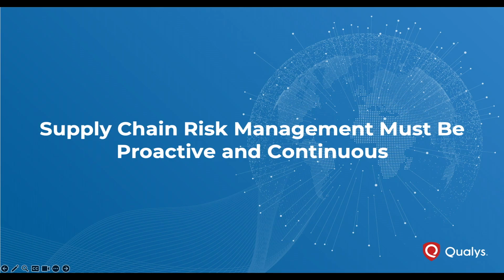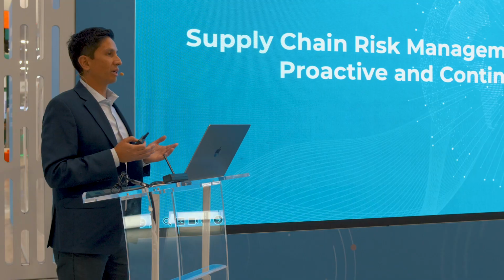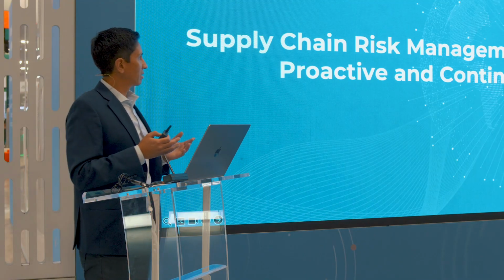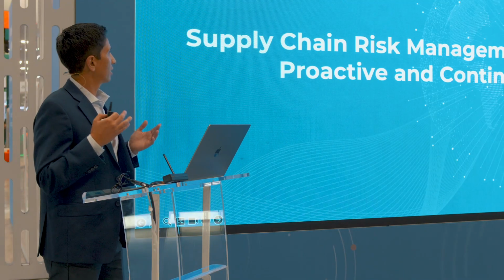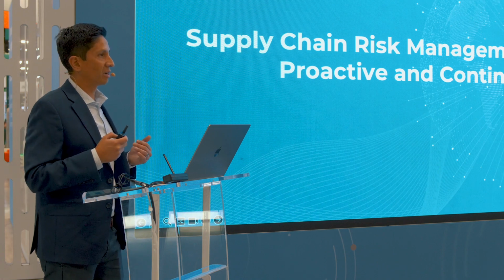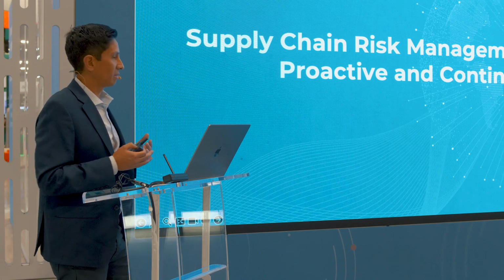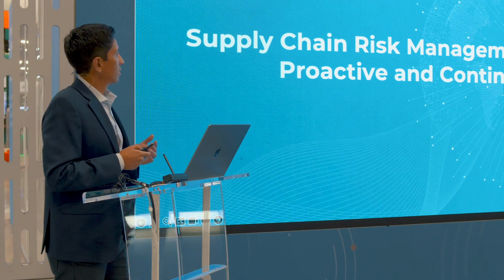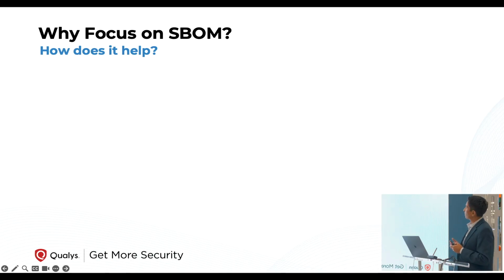And more than anything, this is a really reactive approach. We understand that software supply chain risk management must instead be proactive, and it must be continuous. One of the key things that can help us do this is the software bill of materials. CISA defines the software bill of materials as an inventory of components and dependencies in software. This is the list of ingredients that go into a software.